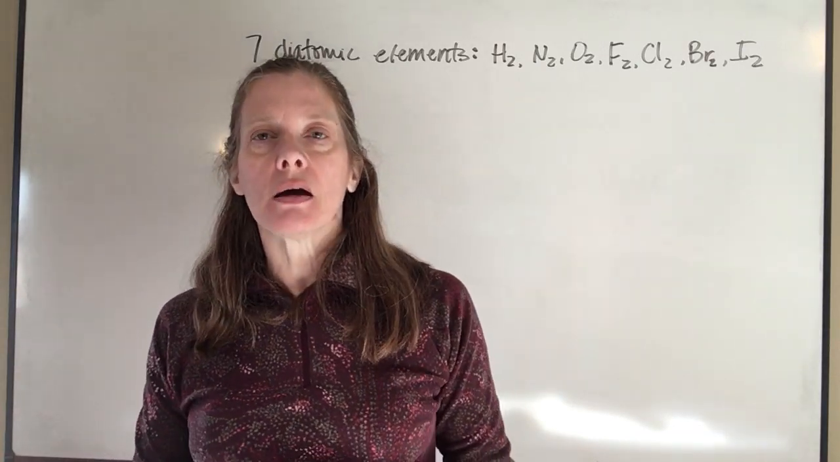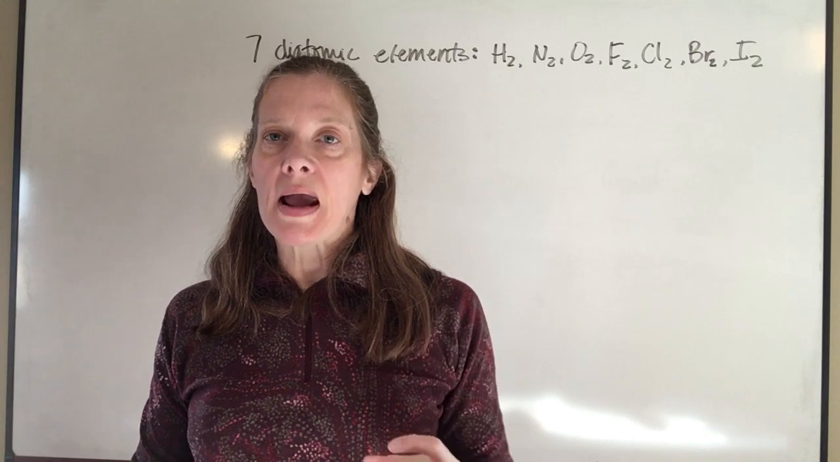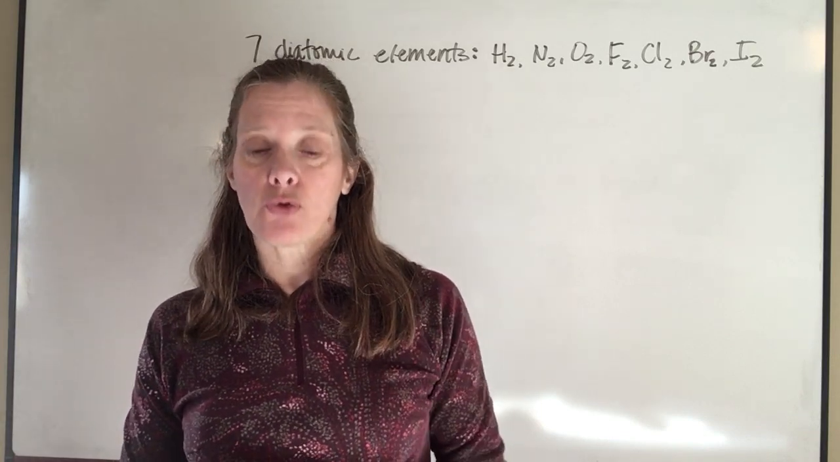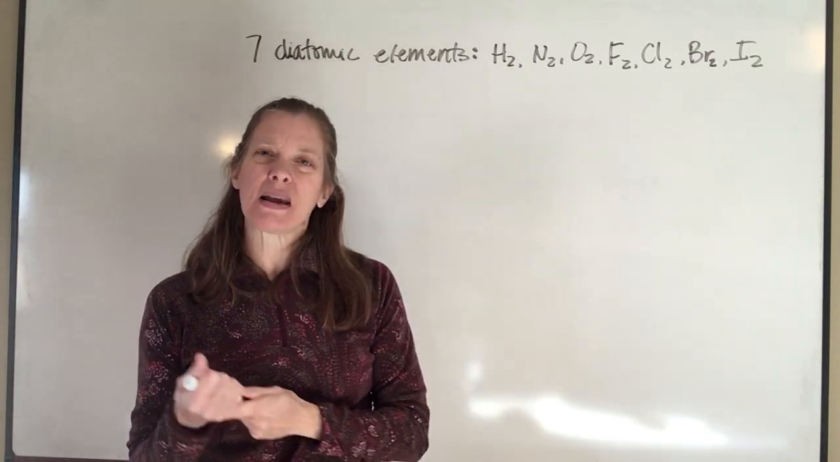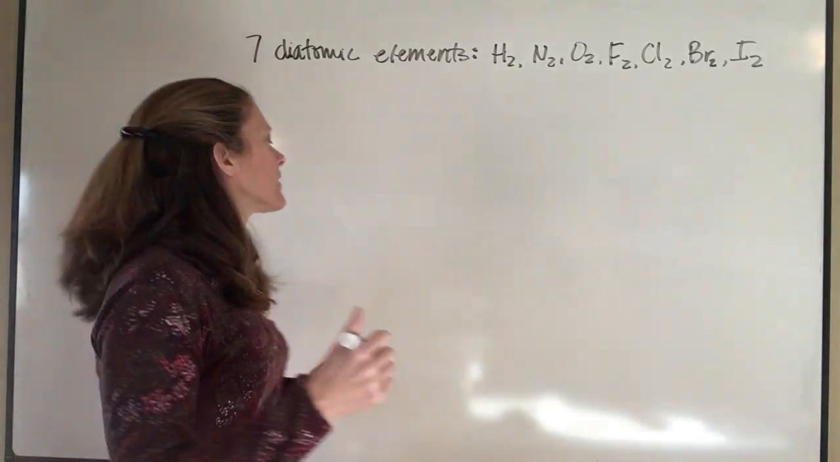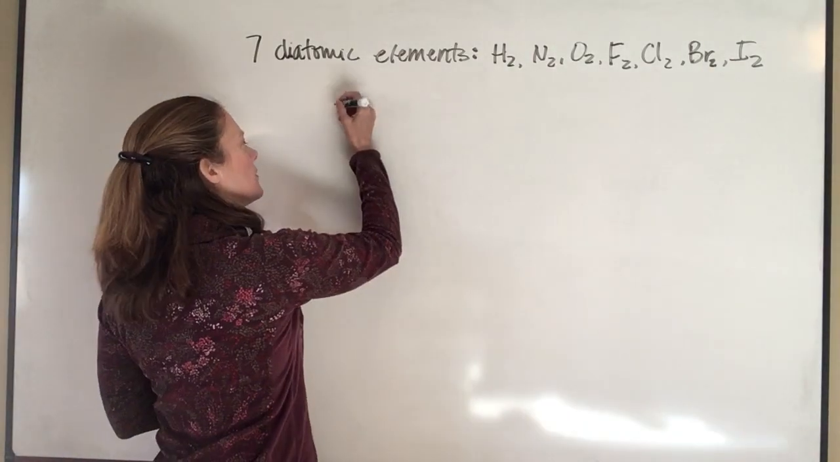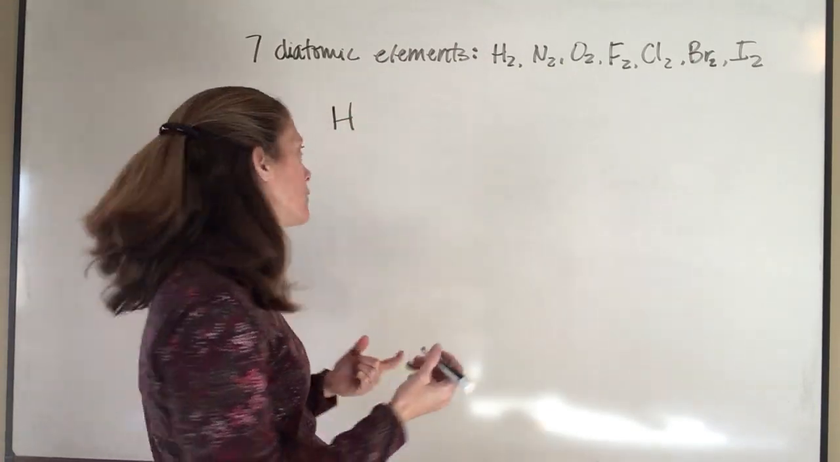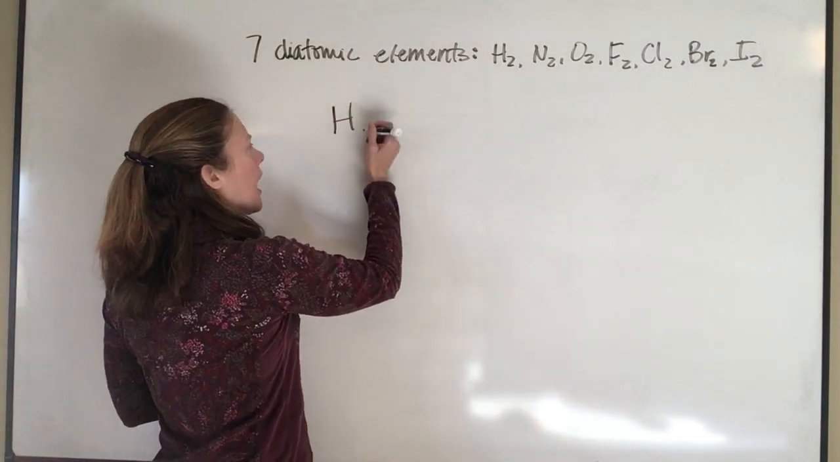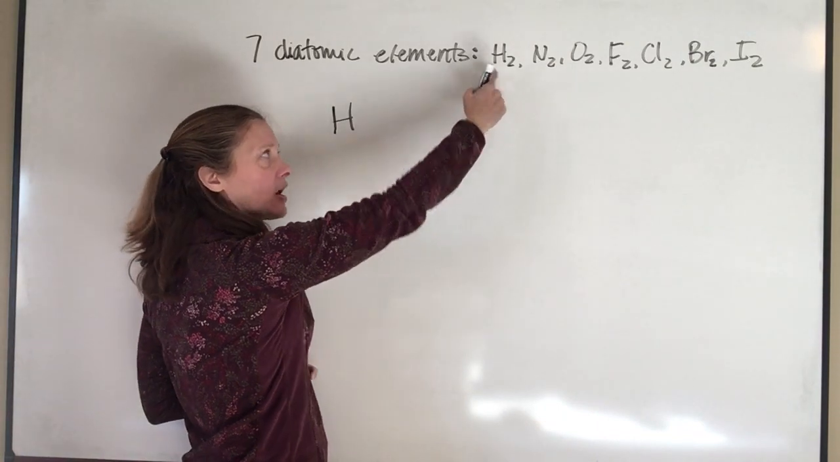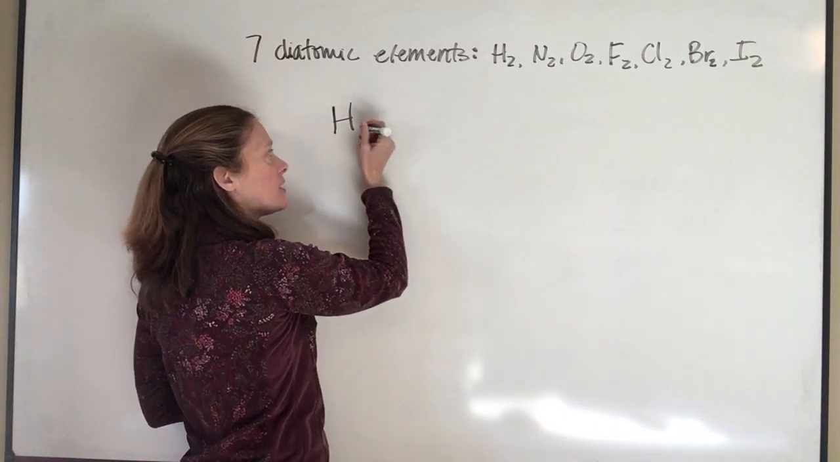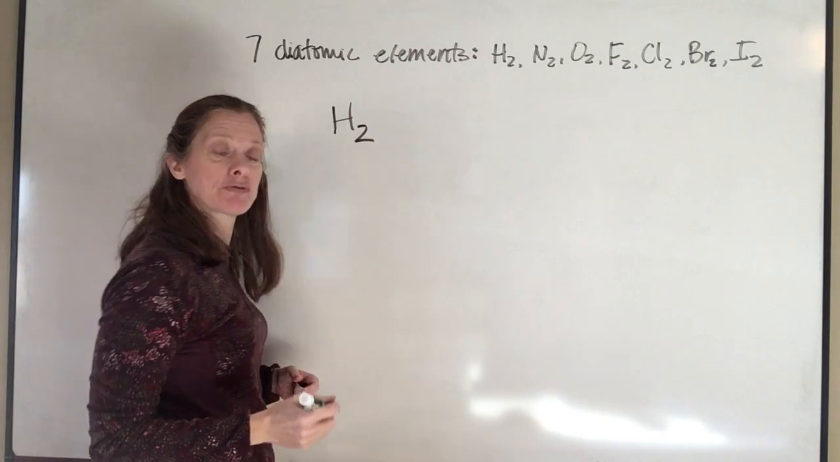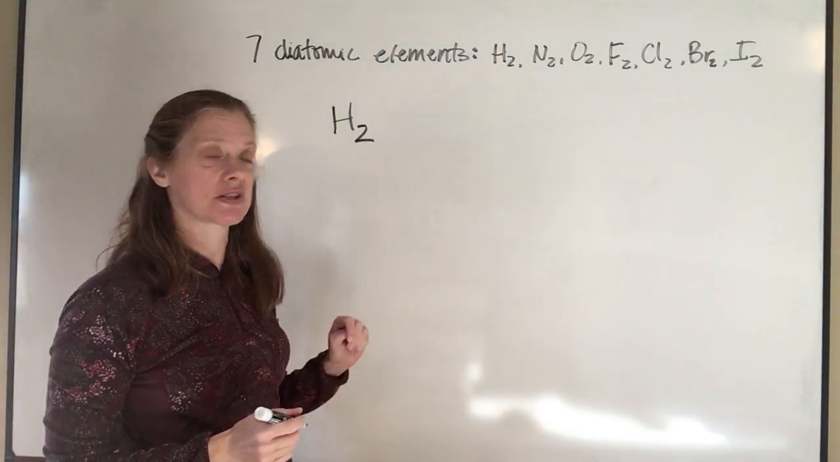So when I start writing a formula or writing an equation for a chemical reaction, I'm going to write it something like this. Let's take the example that hydrogen and oxygen react together to form water. So hydrogen is one of the 7 diatomic elements, and it's always going to be hooked to another hydrogen. So I have to write it as H2. I can't write it as just H.